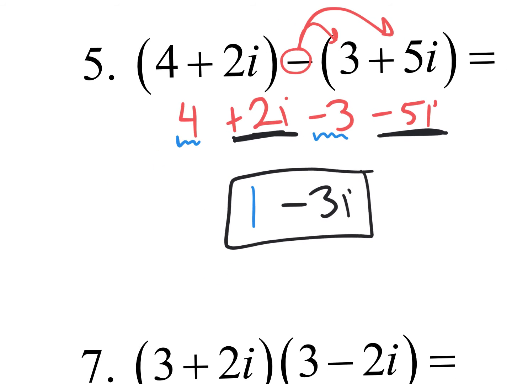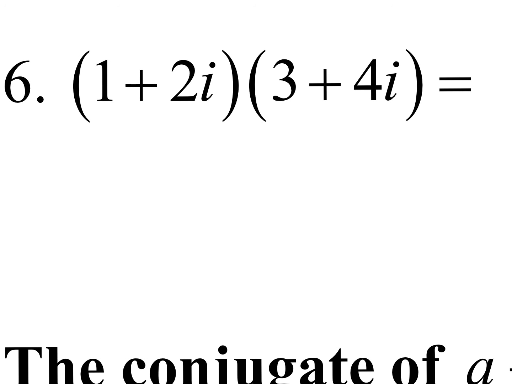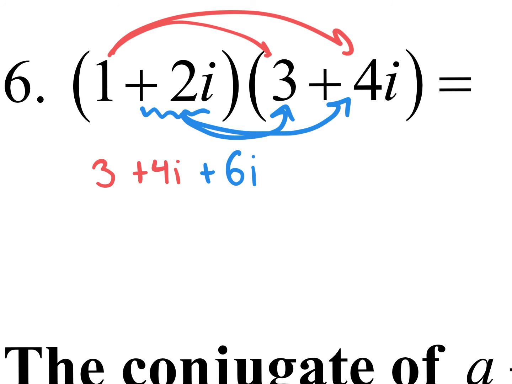Now we know it's not going to stay that easy though, right? Okay, let's get to something a little bit more entertaining. You have a binomial times a binomial. So this requires some work. Let's do it. What's 1 times 3? 3. 1 times 4i is 4i. How about positive 2i times 3? Positive 6i. How about positive 2i times positive 4i?